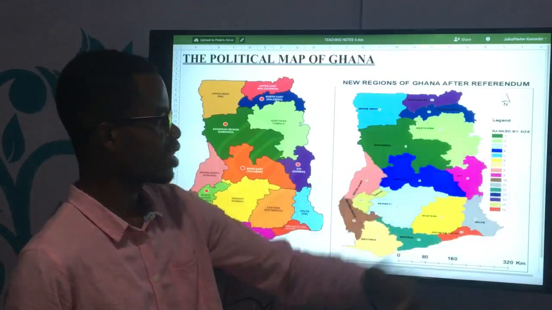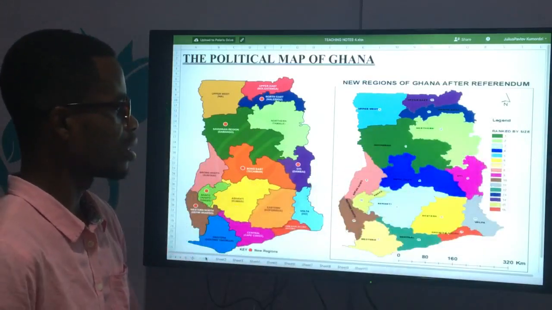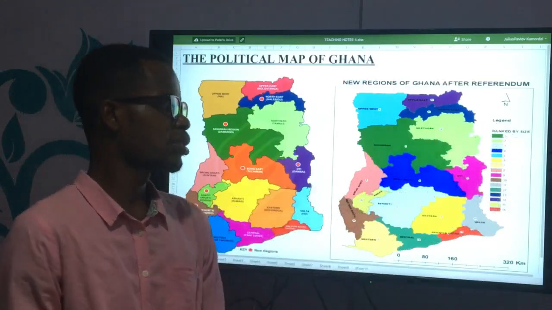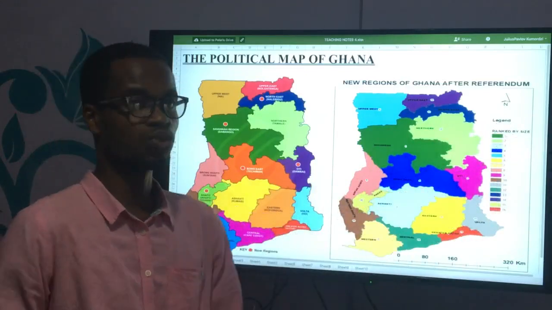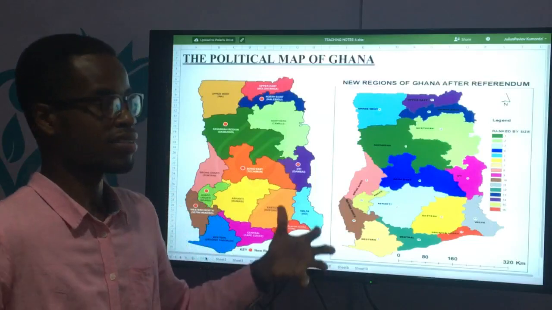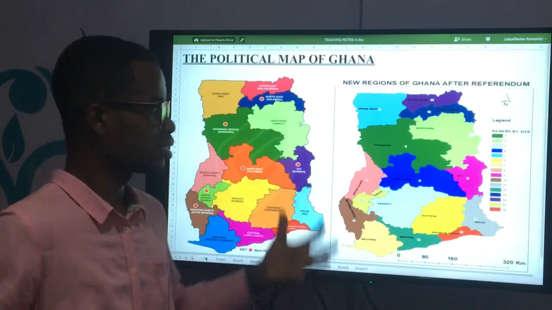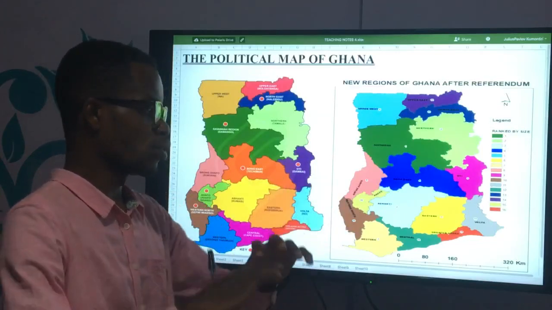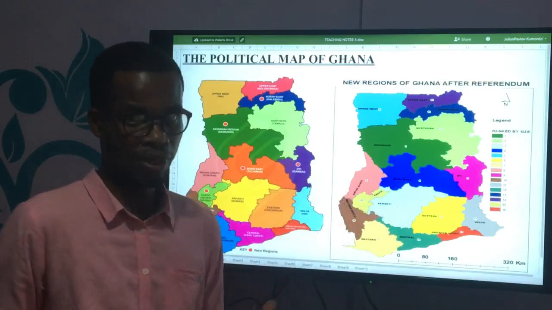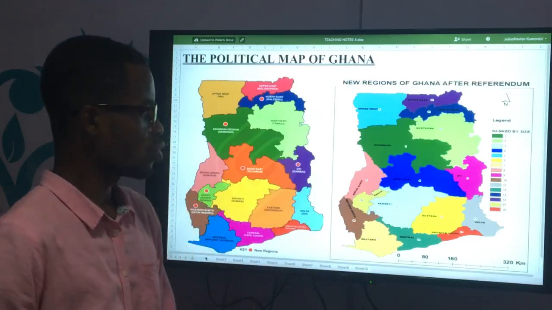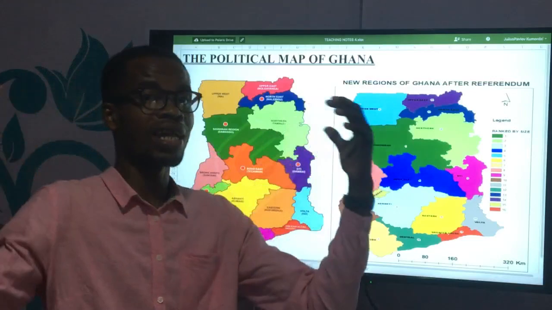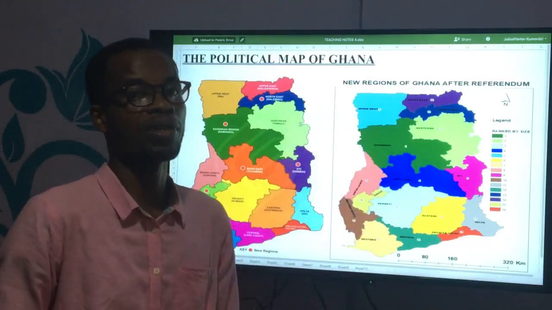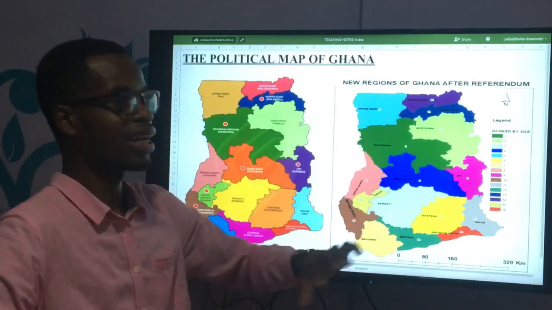So moving to my next map, which is still a political map. This one is just created to show the land size. Okay, the biggest in terms of land size. We will not look at population because we are not doing population. Population is third year. So when we are looking at population, we look at the largest region in terms of population size. But here we are looking at the land size.